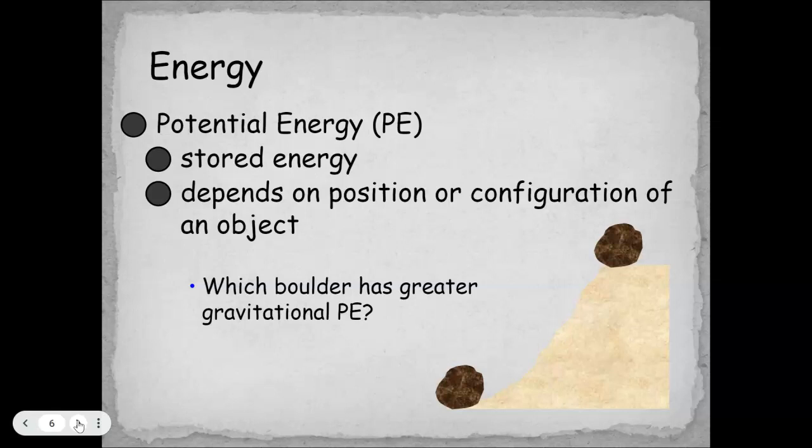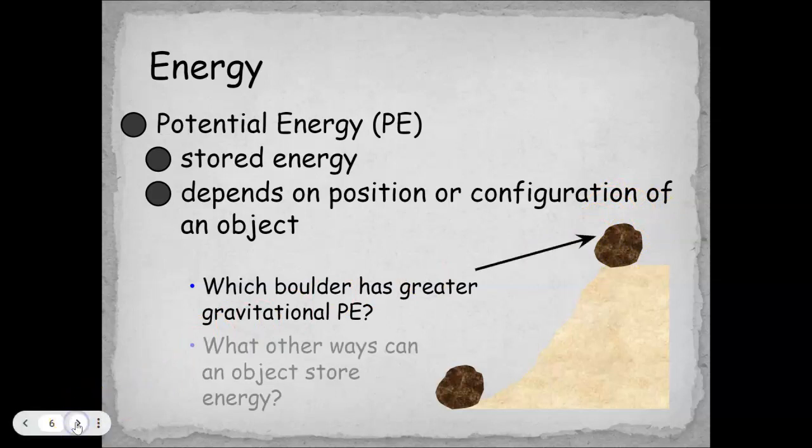So taking a look here, we have this boulder. One is at the bottom of the hill and one is at the top. So when you're asking yourself which object has a greater potential energy, it's good to keep in mind which one has the greater potential for movement, right? So in this case, it's going to be the object with the higher position because it's got a greater potential to move down the hill, right? So in this case, the boulder with the higher position will have a greater potential energy, okay?